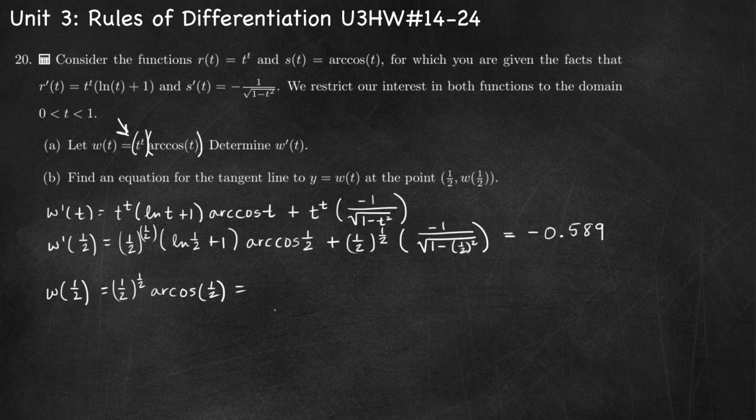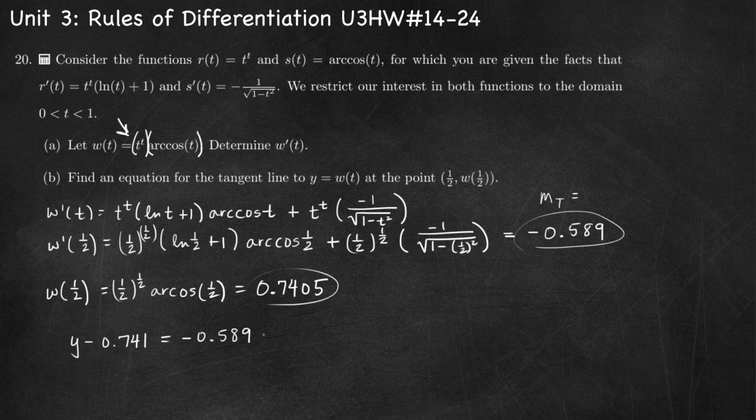And again, using our calculator and making sure we're in radian mode, that's going to equal 0.7405. Okay, so again, this is the slope of our tangent. And then this is the y coordinate for our point of tangency. So our equation will be y minus 0.741, if we want to round to 3 places, equals negative 0.589 times x minus 1/2.